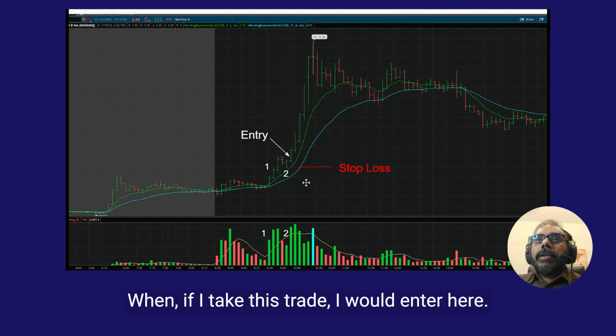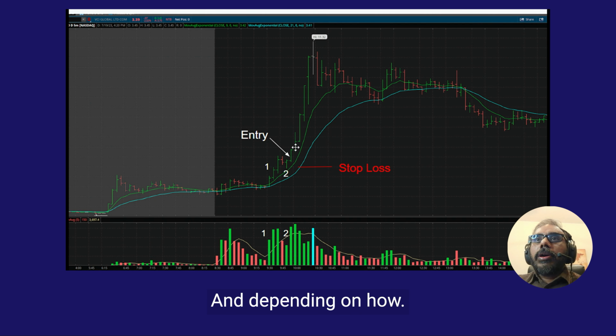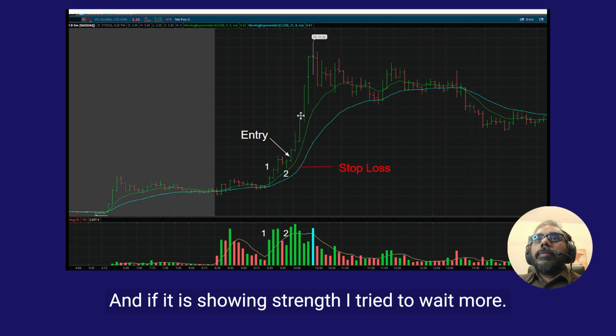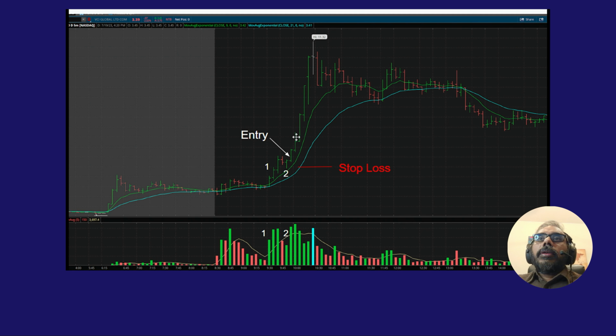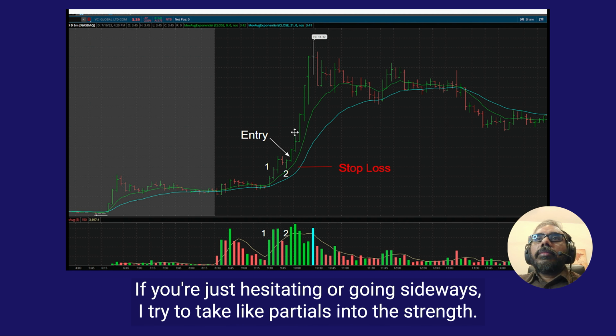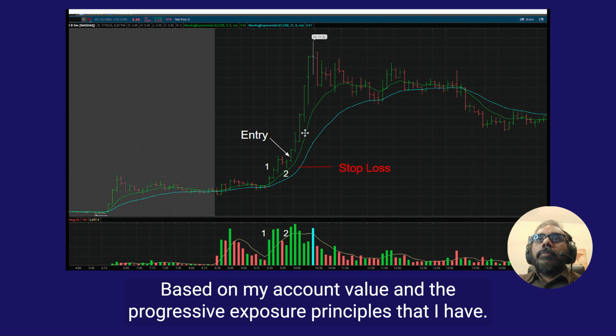If I take this trade, I would enter here depending on how the trade is unfolding. So let's say as we can see here, as the trade went in my direction, I try to wait some more time, and if it is showing strength, I try to wait more. If it is hesitating or going sideways, I try to take partials into the strength based on my account value and the progressive exposure principles that I have.